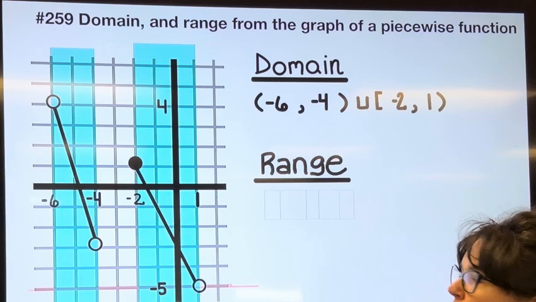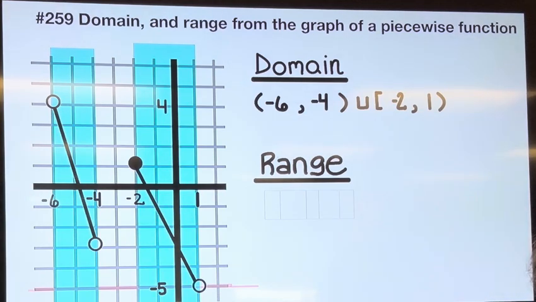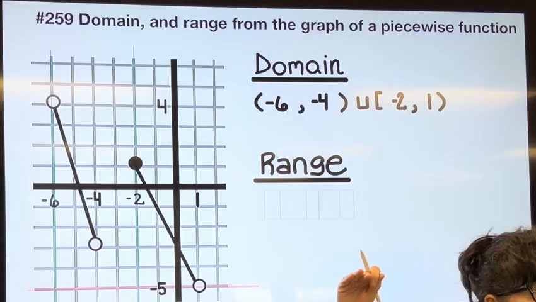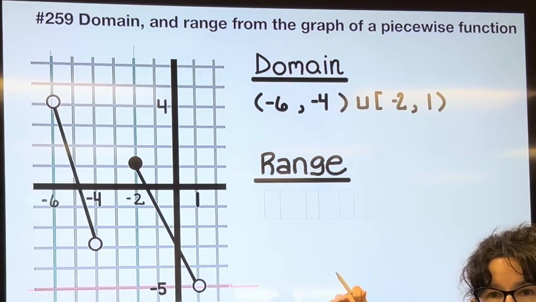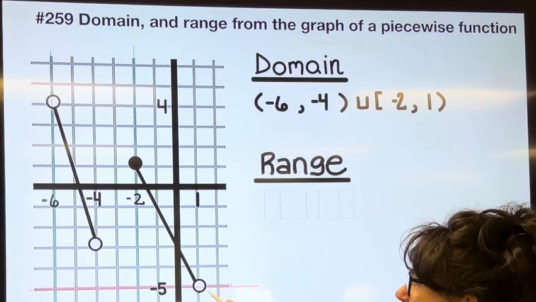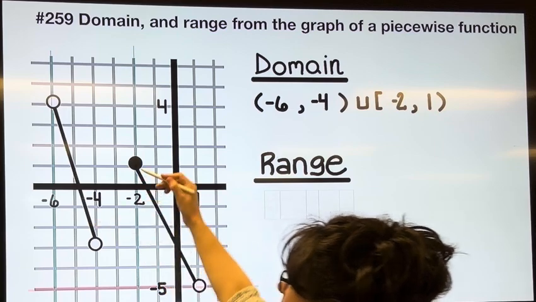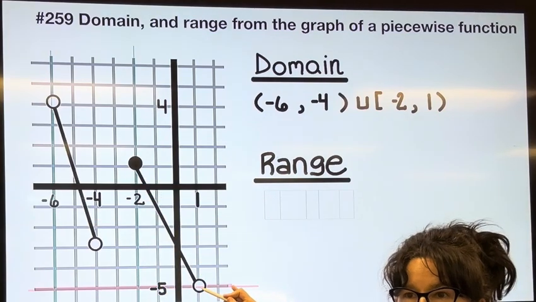Okay, so now for the range, I'm going to go ahead and just get rid of those for a second so we're not staring at those anymore. For the range, it's how low to how high. You want to list your numbers from least to greatest. So the lowest we ever are on this graph, of all the points that are on the graph, the lowest I can be is right here.